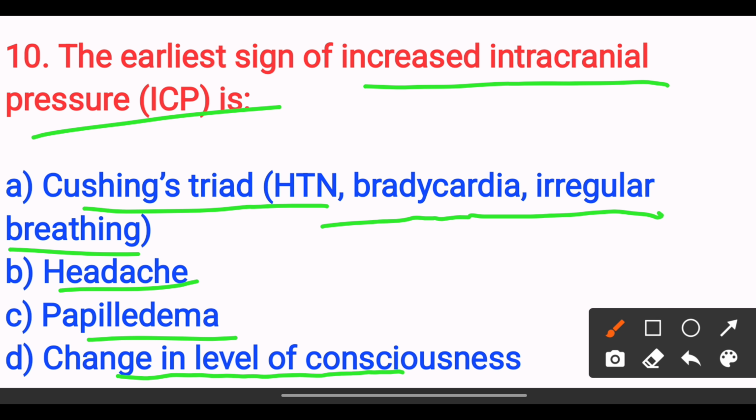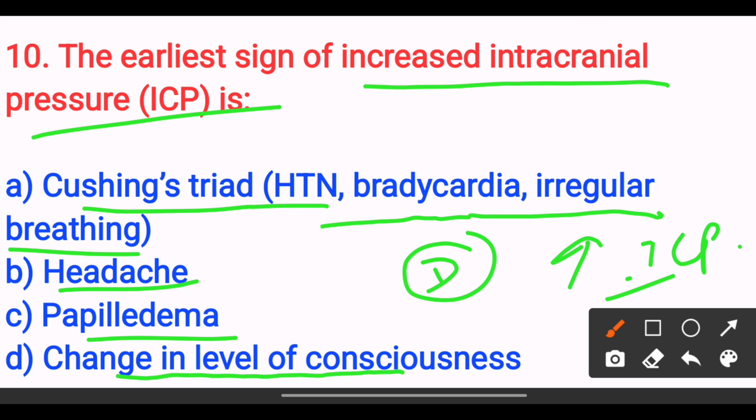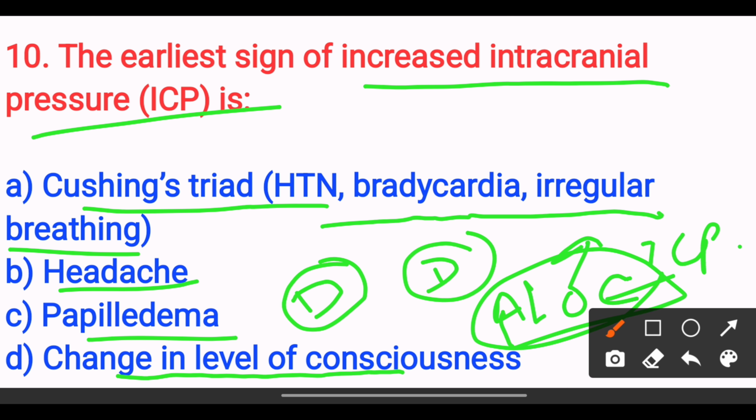Option D, change in the level of consciousness. The answer is option D, change in the level of consciousness, because the earliest and most sensitive sign of increased ICP is altered level of consciousness, ALOC. So the answer is option D.